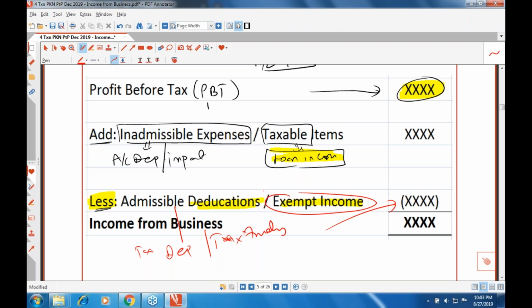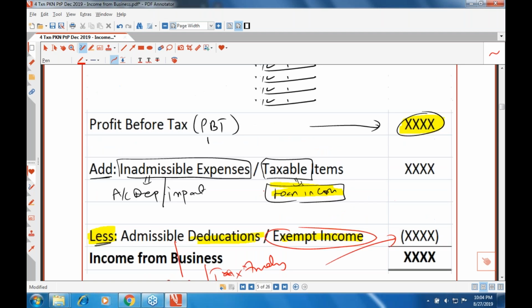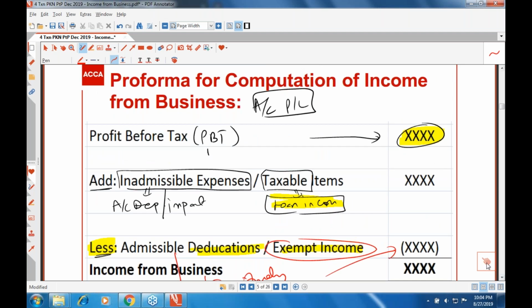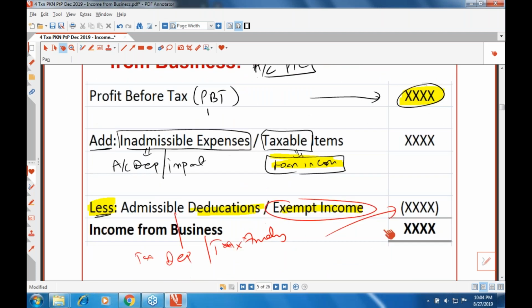So what exactly do we mean by exempt income? Let's try to understand this. Exempt income means there are a few incomes on which no tax is payable. So you need to deduct it from the income which is included in the profit before tax. Generally speaking, this is how income from business is computed: you start off with the PBT, add the inadmissible deductions, and deduct the admissible deductions. That's how you do it.